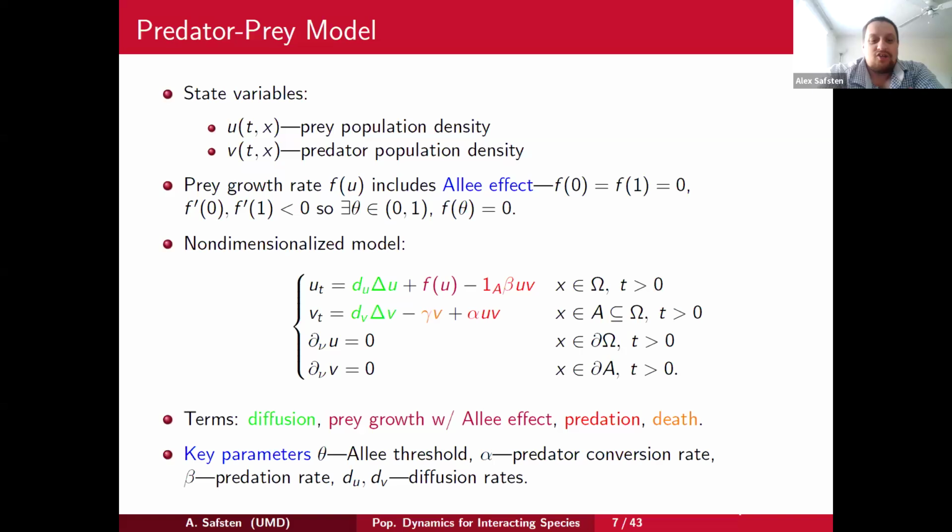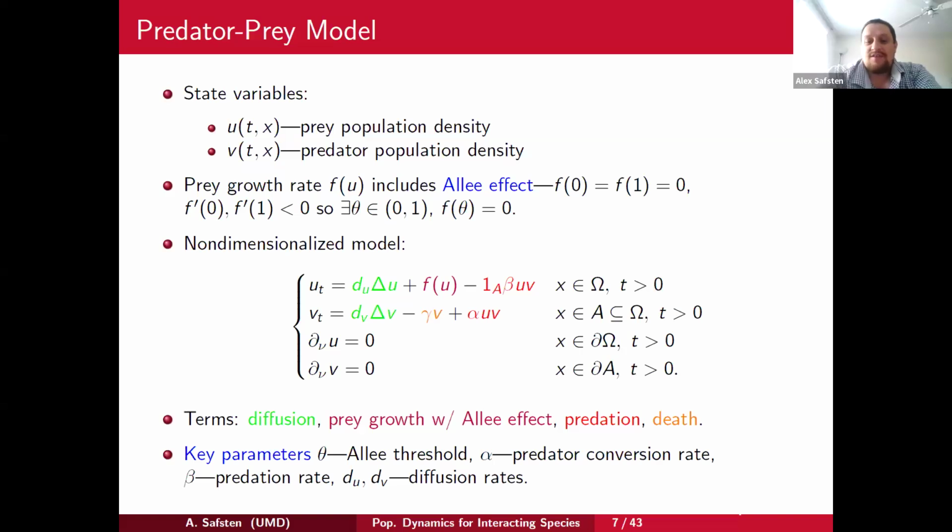The model, which I show here displayed, includes diffusion. I've written those terms in green, so both the predators and the prey diffuse in their respective domains. The purple term in the prey equation is the growth term, the f(u); the prey grow according to this growth function. Then minus gamma v is the death of predators. They die off naturally at a linear rate. And then finally, the last terms in red are the predation terms.